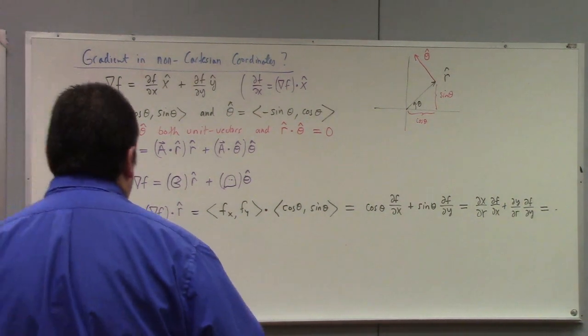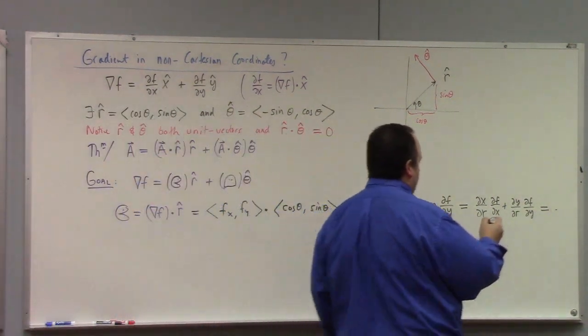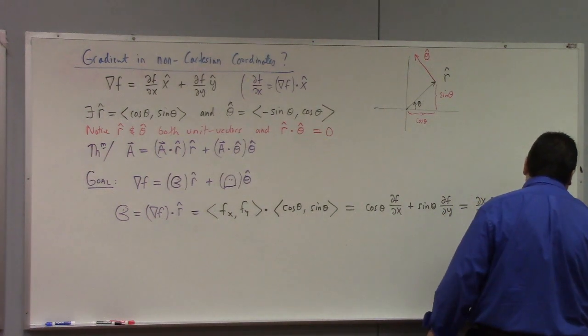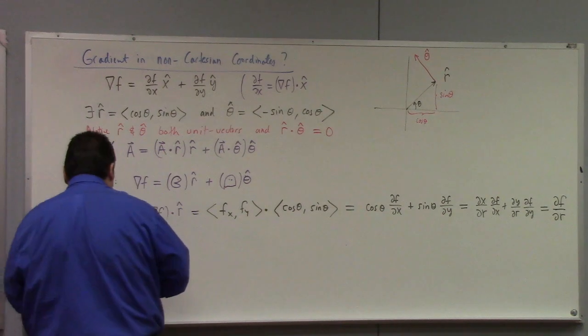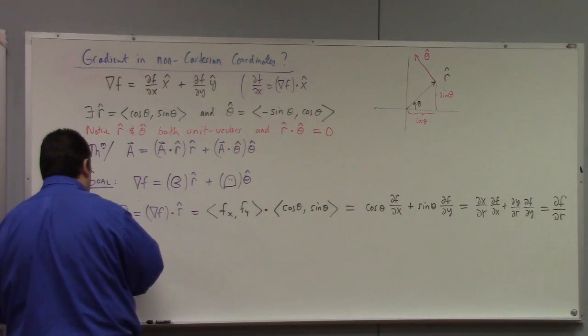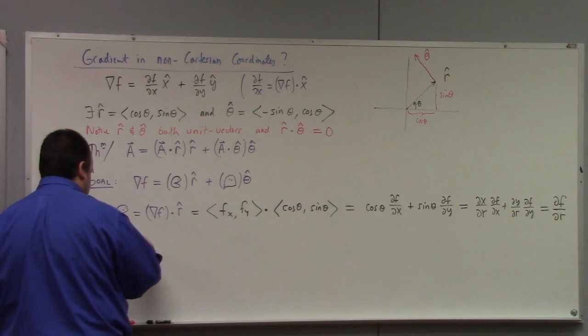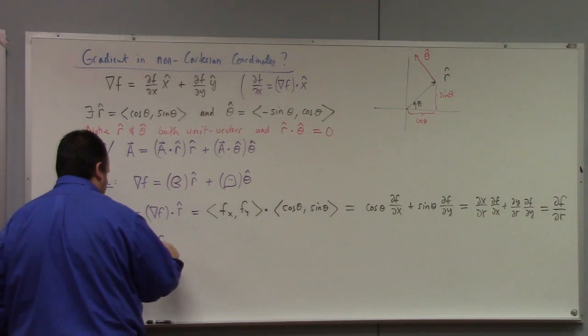Partial f, partial r. Very good. That is partial f, partial r. Let's try this same experiment on theta hat. What happens when we take the gradient of f dot theta hat? What do we get?